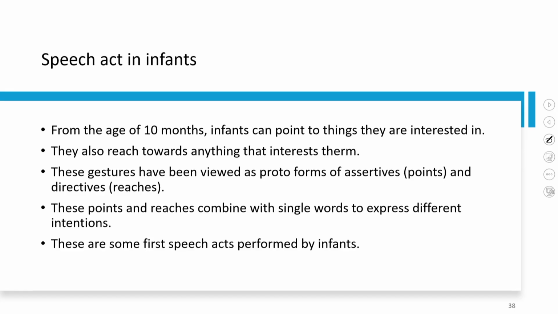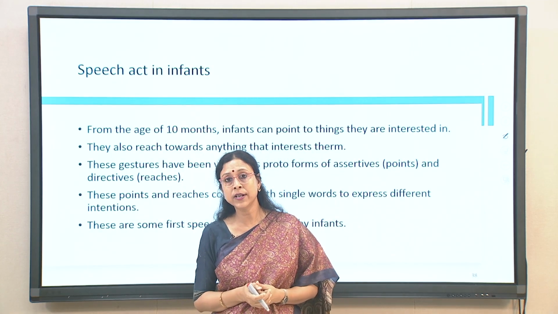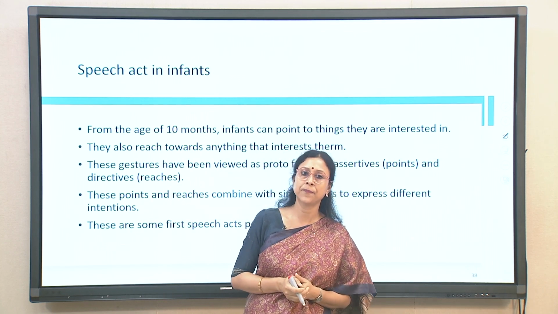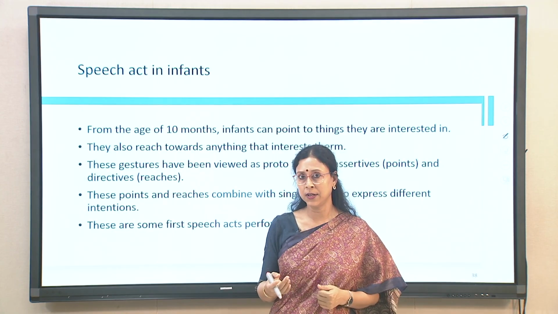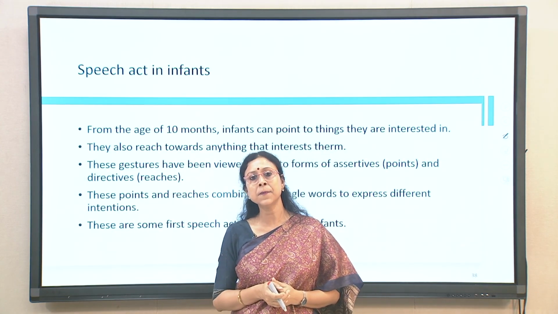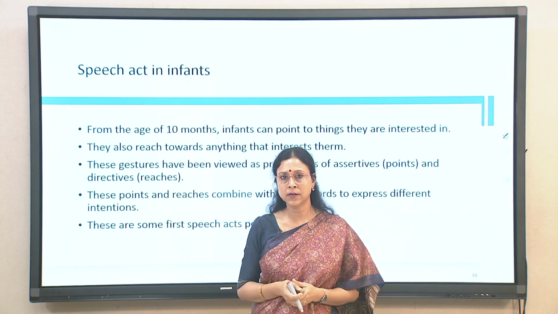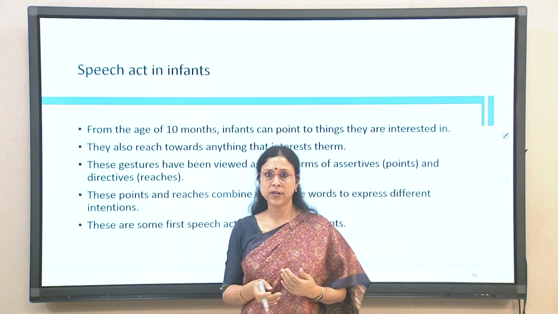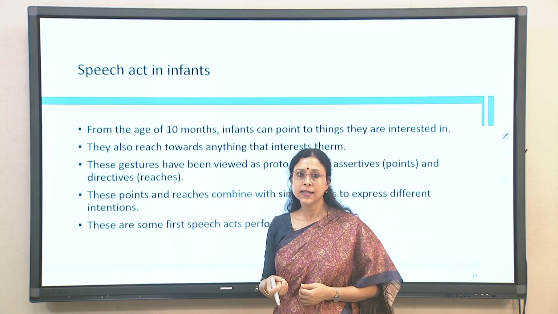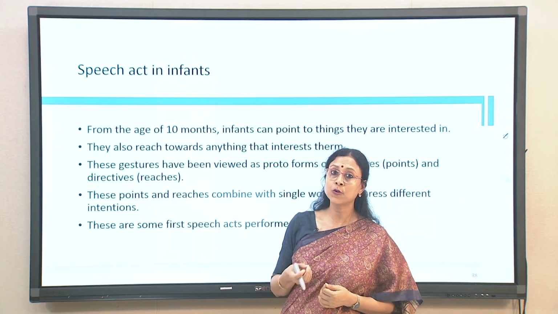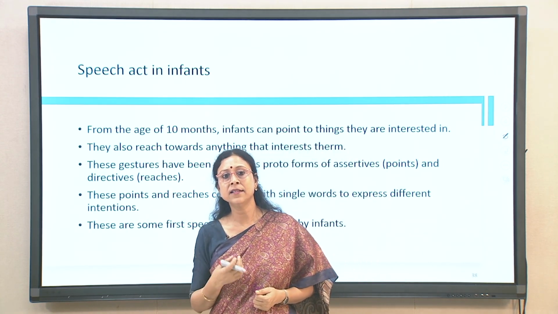Now, this has also been studied in child language acquisition, as to whether children can engage in speech acts. Adults of course can and do, but do infants also engage in speech acts? This is what we are more interested in. From the age of 10 months, children can point to things they are interested in. We have already seen pointing in the first lecture, as an important feature of pre-verbal behavior. They also reach towards anything that interests them. These gestures have been viewed as proto forms of assertives and directives.